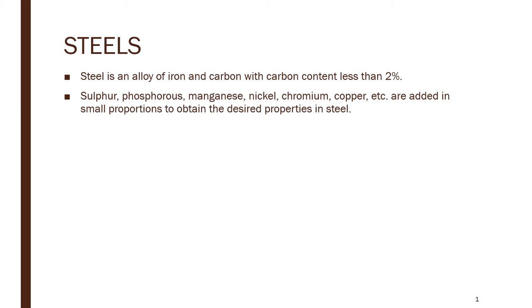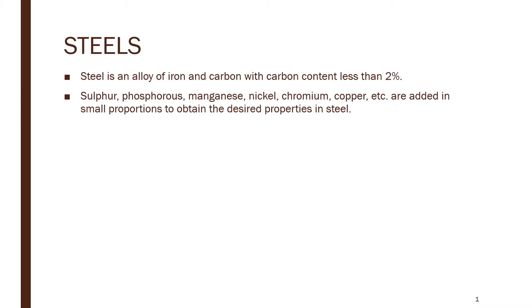Let's start with steel. Steel is an alloy of iron and carbon, with a carbon content of less than 2%. In addition, various alloying elements like sulfur, phosphorus, manganese, nickel, chromium, copper, etc. are added in small proportions, and they vary according to the properties required in steel. So whichever is required more, we add more.